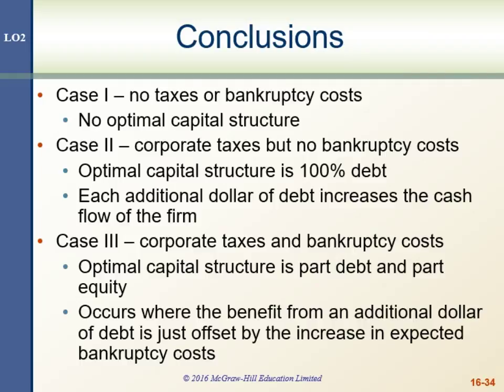In case 3, corporate taxes and bankruptcy costs, there is an optimal capital structure, which is something less than 100%, and it's determined by the presence of bankruptcy costs. So that is the summary of the M&M propositions. And the case which is closest to the reality, of course, is case 3. So essentially we're relaxing the very rigorous assumptions of cases 1 and 2, and we see that the optimal capital structure is partly debt and partly equity.